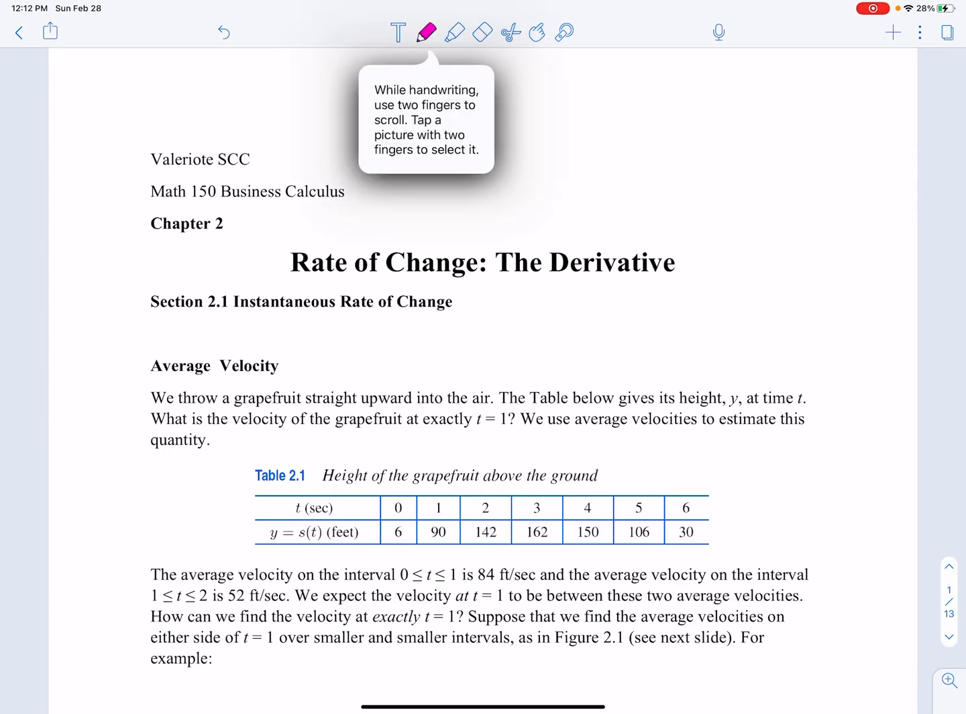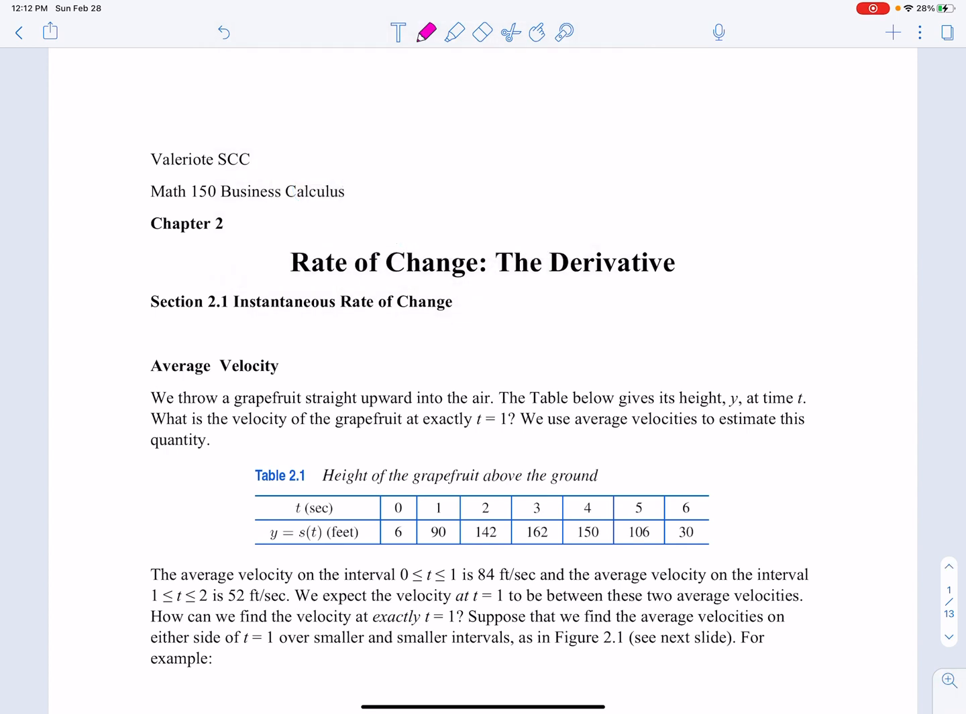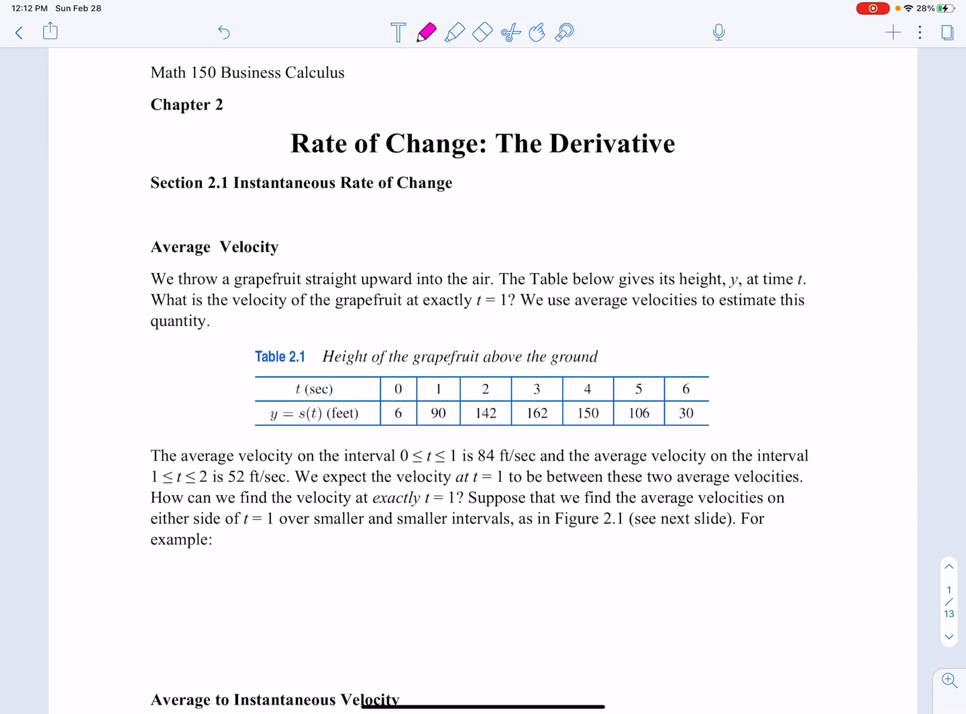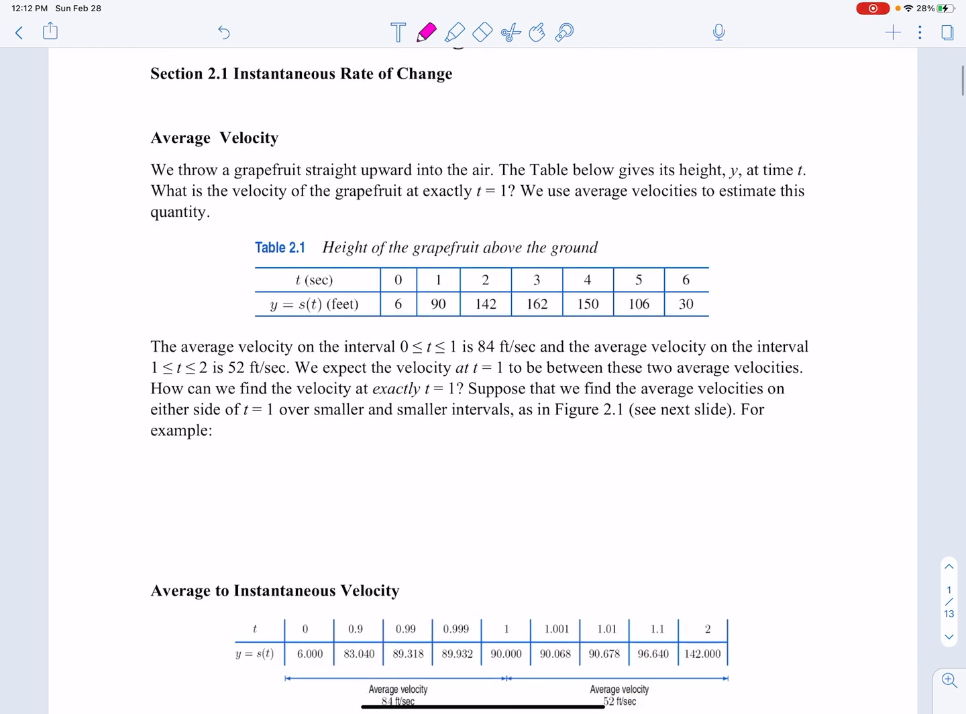All right, welcome to Chapter 2, Rate of Change Using the Derivative. Let's see, Section 2.1, Instantaneous Rate of Change. All right, so first term here, average velocity. We've talked about this before. Average velocity just means find the slope between 2 points, right?